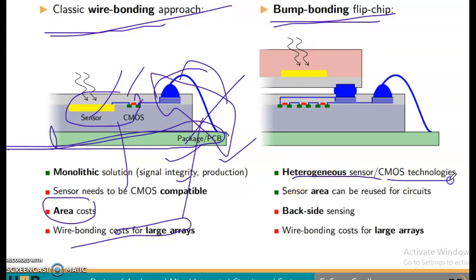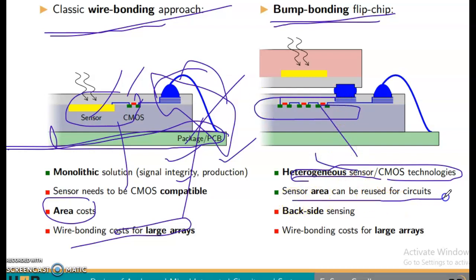Heterogeneous sensor, CMOS technology. This is CMOS technology. Sensor area can be reused for circuit.